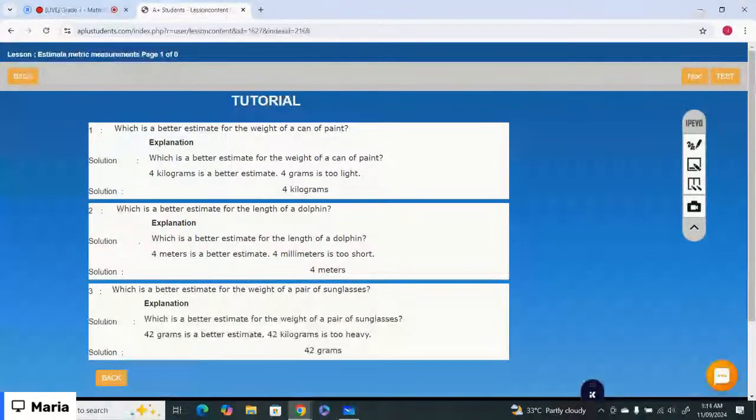The next one is which is a better estimate for the weight of a dolphin? 4 meters or 4 millimeters. So which is the correct option? Dolphin, right? The correct option is 4 meters because 4 millimeters is too short for the length of the dolphin, right?